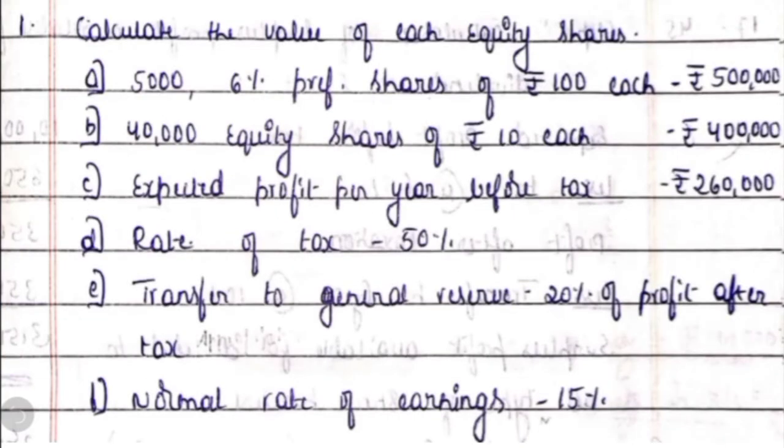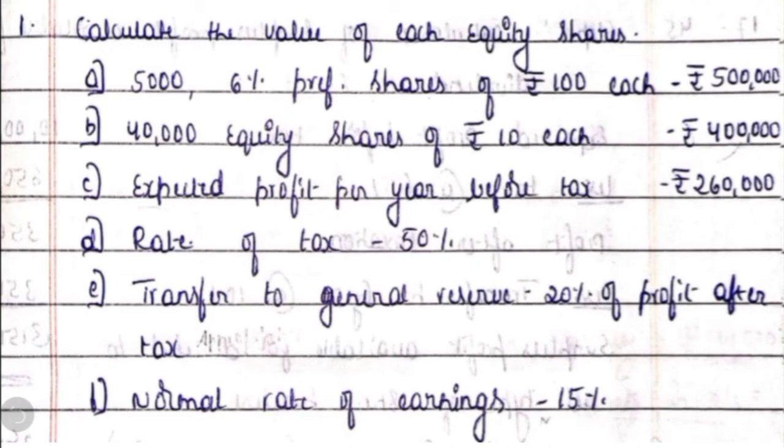Okay, now let us take up the first question under yield method or market value method. Calculate the value of each equity share using the following information. The first information is 5,000 6% preference shares of rupees 100 each. So we have preference share capital of 5 lakh. Then 40,000 equity shares of rupees 10 each, 4 lakh. Expected profit per year before taxation is 2,60,000. Rate of taxation is 50%. Transfer to general reserve 20% of profit after taxation. The normal rate of earnings is 15%. So these are the informations given.